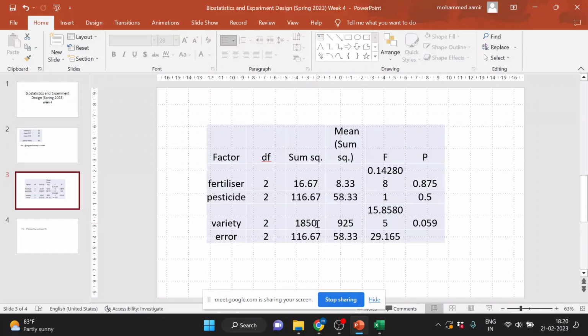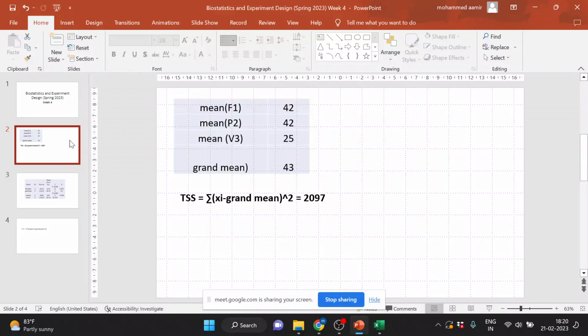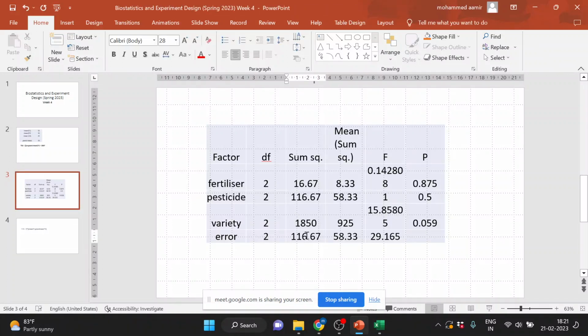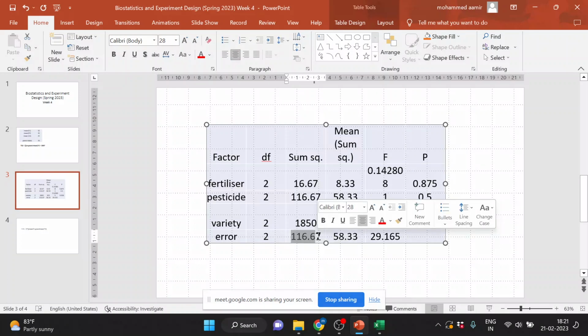And for the error, there's an easy way of calculating. You know the total sum of squares, that is around 2100. You've already calculated it, right? You add the sum of squares for fertilizer, pesticide, and variety and subtract it from the total sum of squares, and you will get this value. It will come out closer.